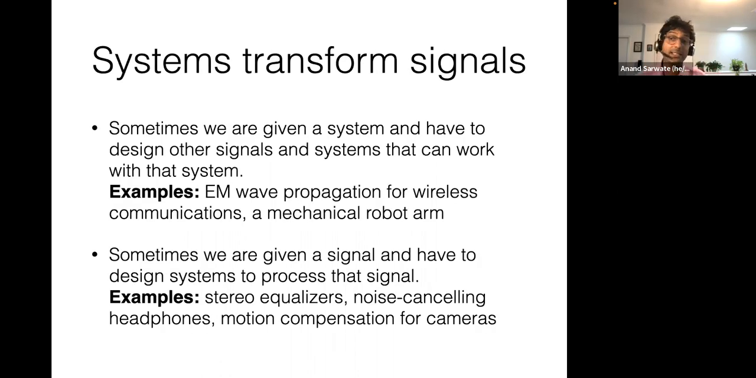So remember, systems are things that transform signals. Right now, we've been transforming signals, but we've been doing it in a very simple way, right? If we want to design systems like a stereo equalizer, we need to be able to do more complicated things than just shift signals around and flip them upside down or flip them around and stuff like that. So what is that?